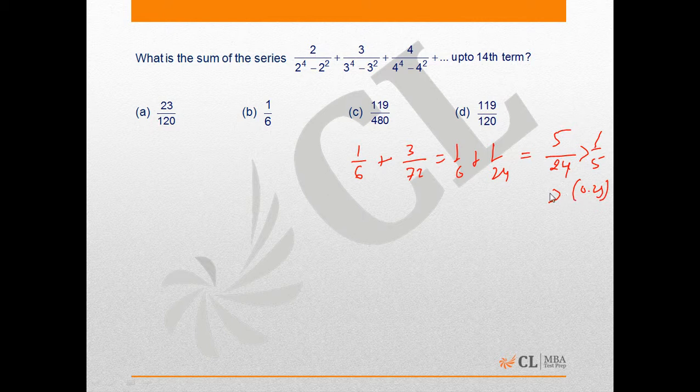Now if we have a look at the options, first option is less than 1 by 5, therefore it cannot be the answer. Same is the case with second option, and third option is around 1 by 4, that is greater than 1 by 5. Next option is around 1.